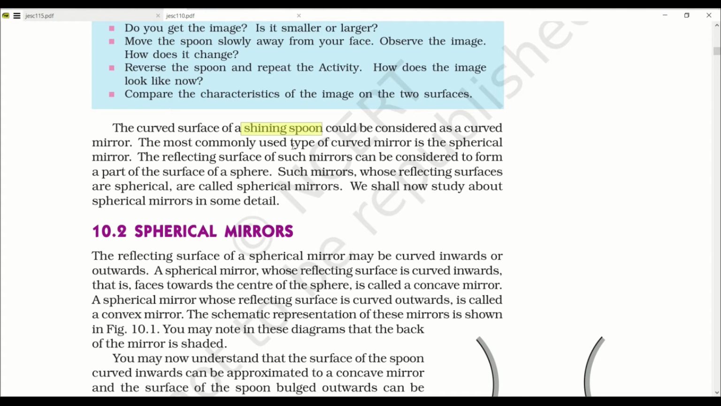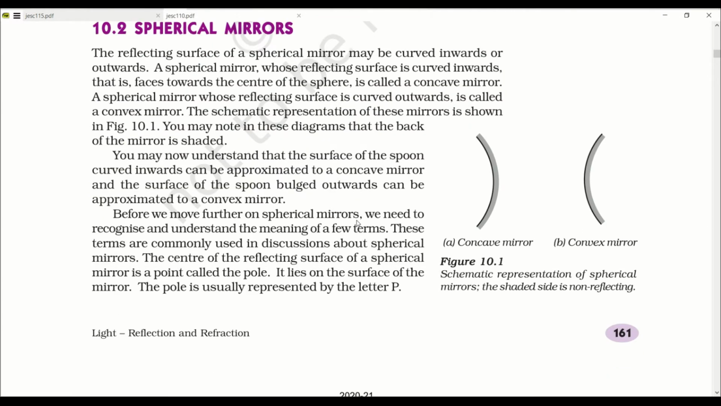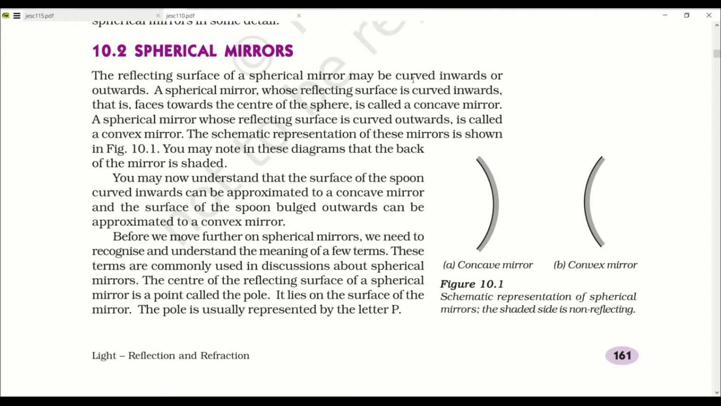The most commonly used type of curved mirror is a spherical mirror. The reflecting surface of such a mirror can be considered to form a part of the surface of a sphere. Such mirrors whose reflecting surfaces are spherical are called spherical mirrors. Spherical mirrors. The reflecting surface of a spherical mirror may be curved inward or outward.